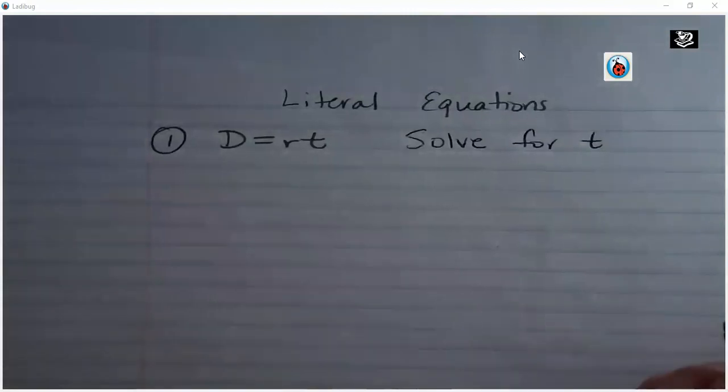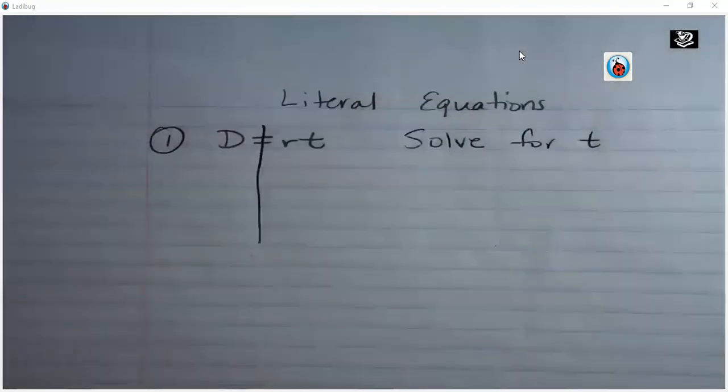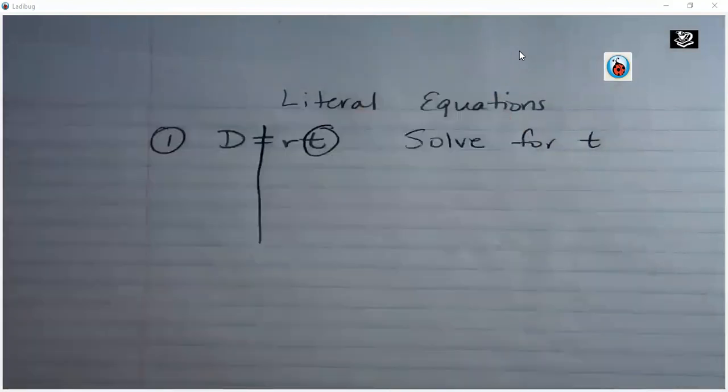So we're going to draw our line, and we're going to circle the T. I need you to draw your line and circle the T. And we're trying to get T by itself. What letters with T right now? R. Okay, we need to move R.